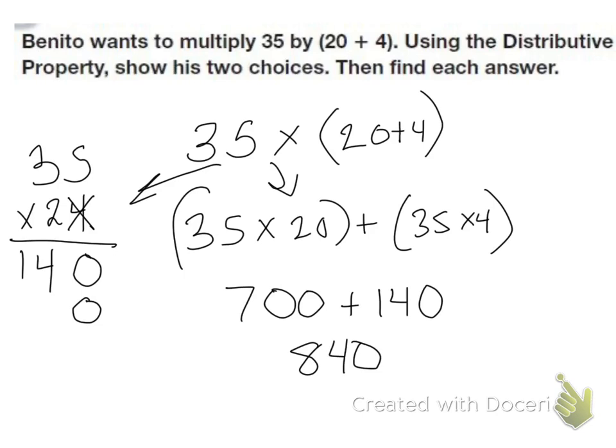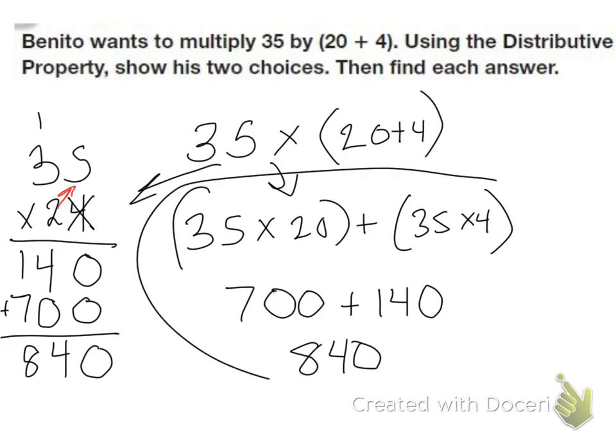Now I multiply by the tens place. So 2 times 5 is 10, carry my 1. 2 times 3 is 6, plus 1 is 7. I have 140 plus 700. So 0, 4, 8. So 840. I got the same answer both times. So it doesn't really matter which way you do this. It's kind of up to you. But this is how you would use the distributive property, you'd show it this way.